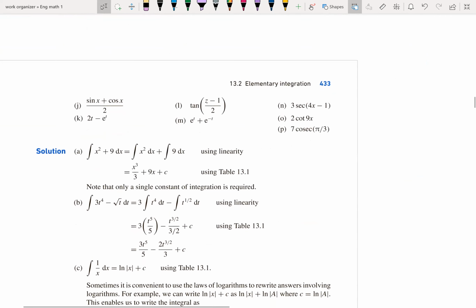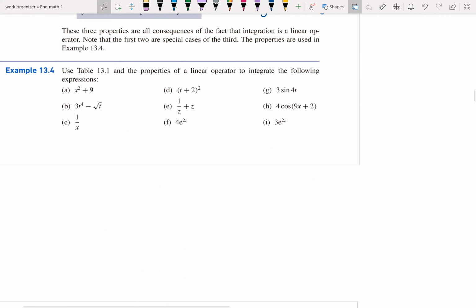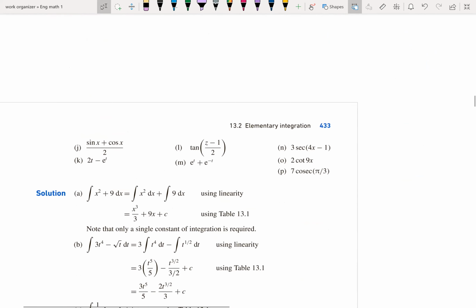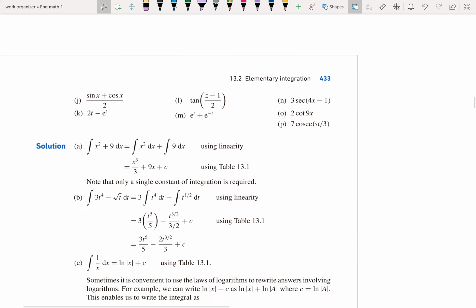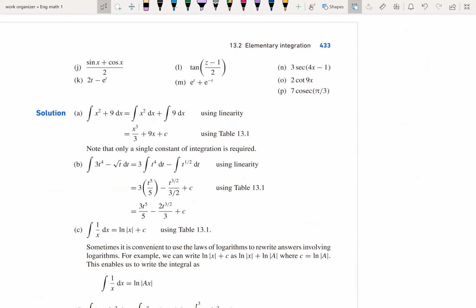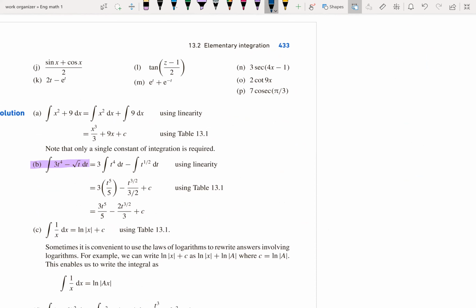Maybe we can do some examples here to show the integration and to show the linearity. In this case, let's say we do B. This is the question. We have to integrate 3t to the power of 4 minus square root t, dt.